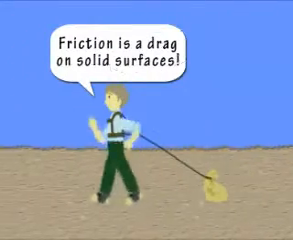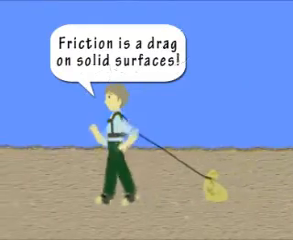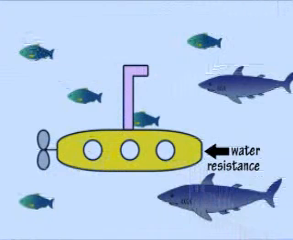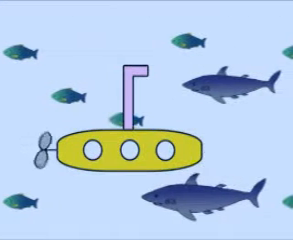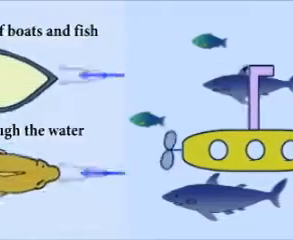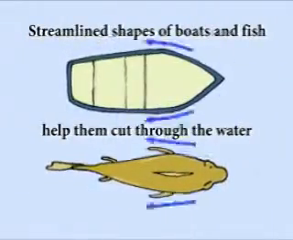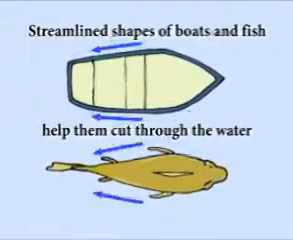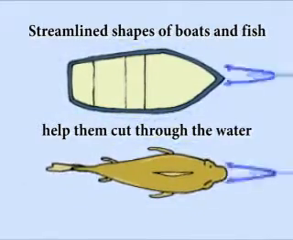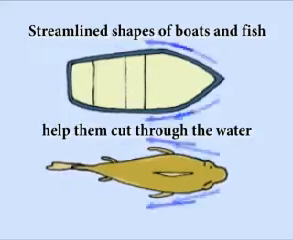Just as friction is the force that opposes motion when an object is in contact with a solid surface, water resistance is the force that slows an object down as it moves through water. Objects that have a streamlined shape, such as boats and fish, are designed to reduce the drag created by water resistance, and so move through the water more easily.